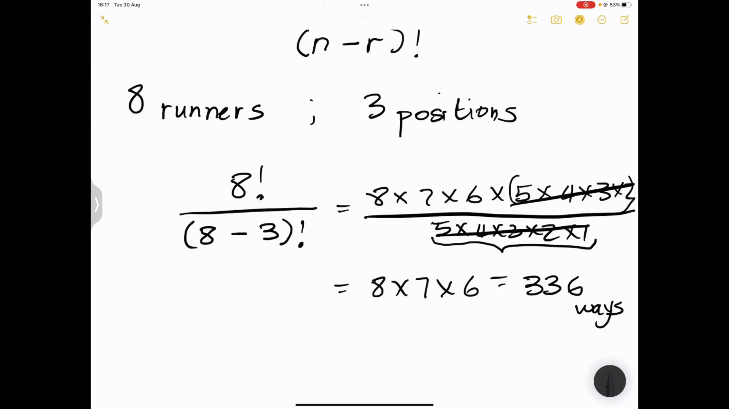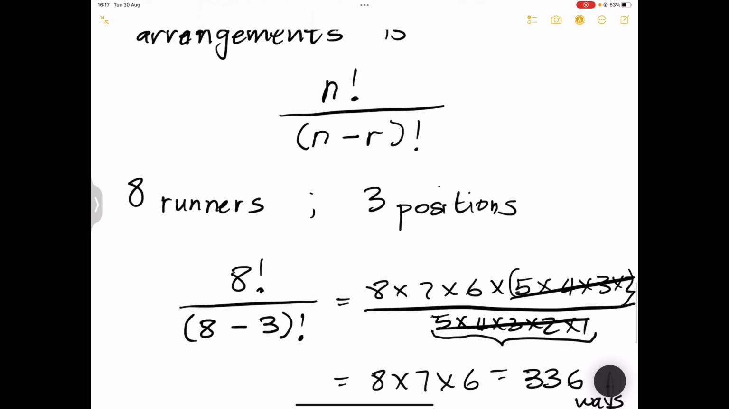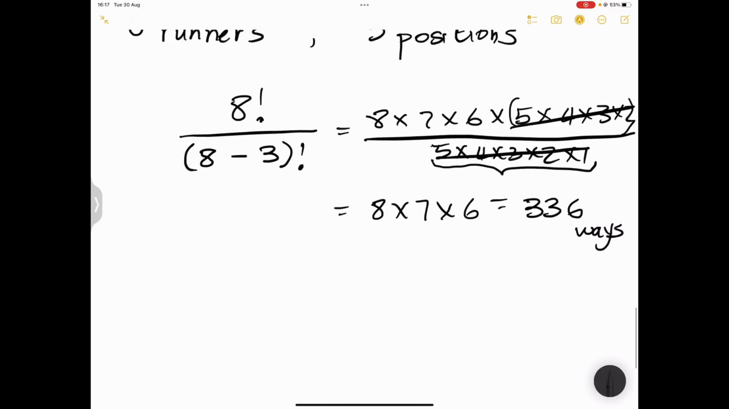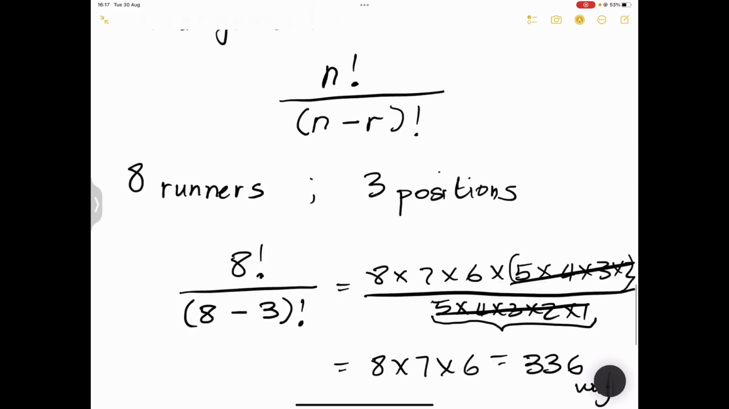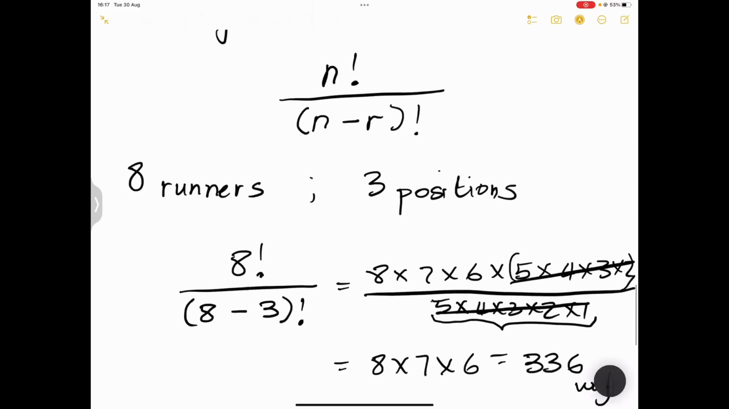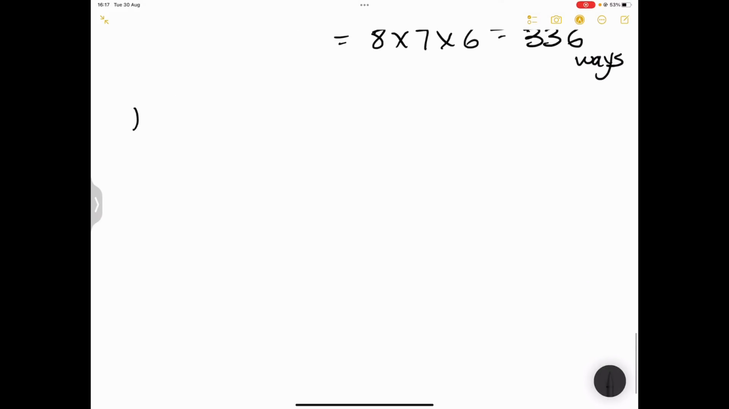Please note in this case that the number of possibilities and the number of positions are not the same. So we simply say it's going to be n factorial divided by n minus r factorial. Now let's go on to rule number 4.